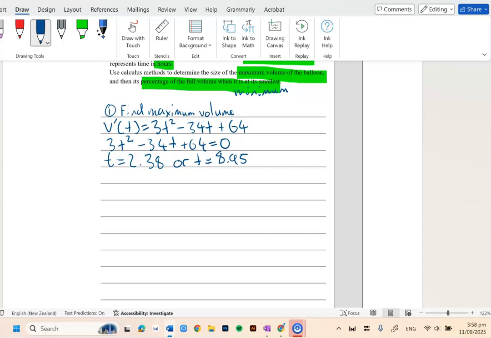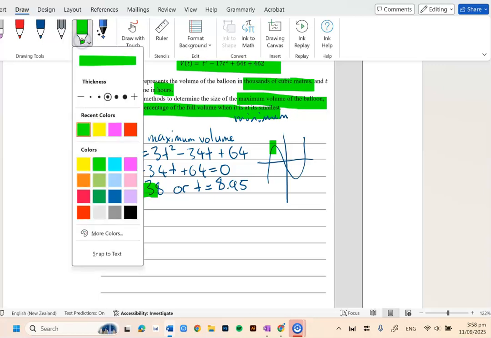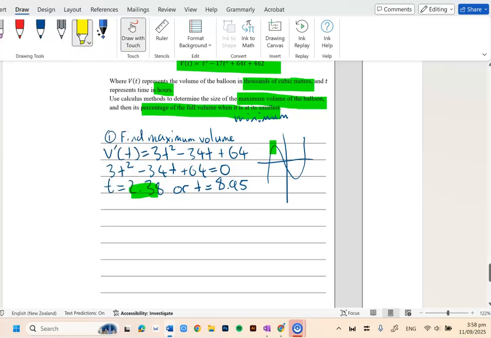Okay. Now, going back to our knowledge of cubics. Remember, I like to draw a little diagram. So, it's a positive cubic, which means the maximum coordinate must be this one here, and the minimum coordinate must be this one here, because the minimum x value is always higher than the maximum x value.